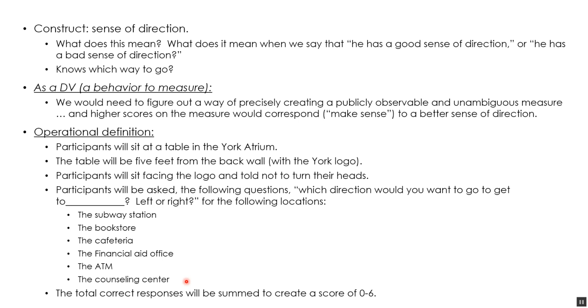And so we give them a 1 for a correct choice and 0 for a non-correct choice. So a higher score means that they know the way to go better than a lower score. And so that would give us a good construct which measures a subject's or a student's sense of direction.